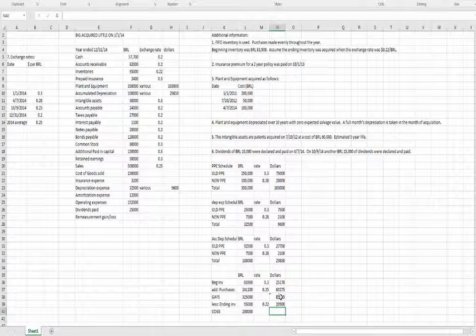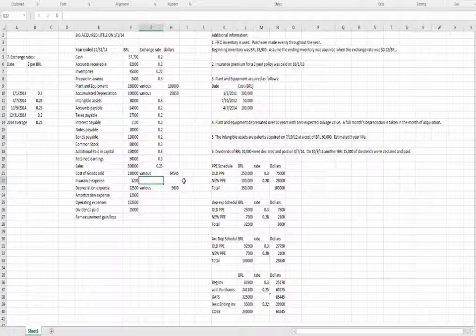So we have dollar goods available for sale of 85,445. We have dollar ending inventory of about 21,000. And so we're going to have dollar cost of goods sold of about $65,000. $64,545. So again, another case where there's not a single exchange rate, but we have various exchange rates.